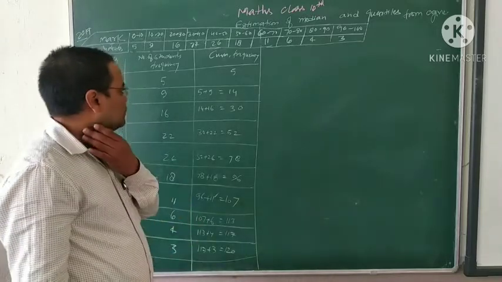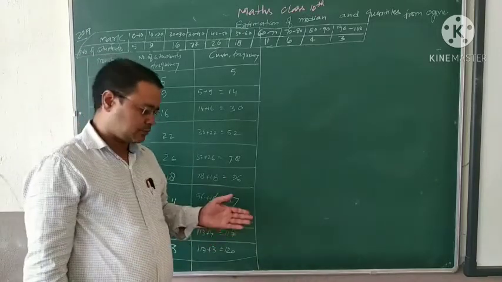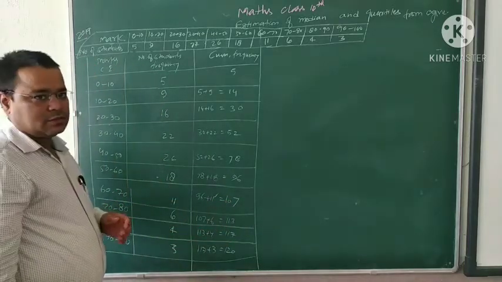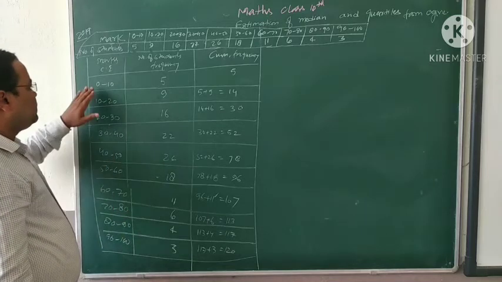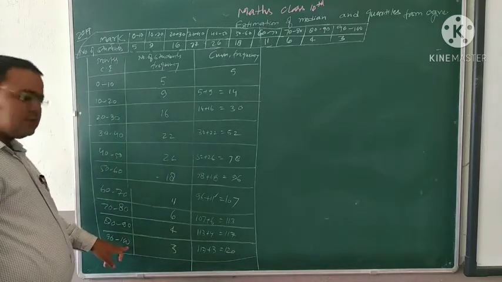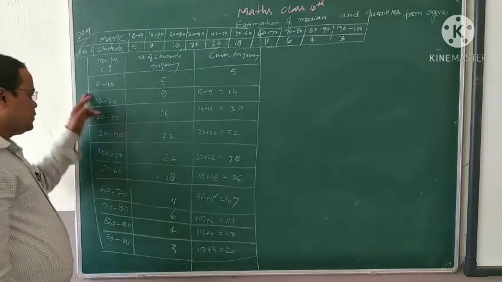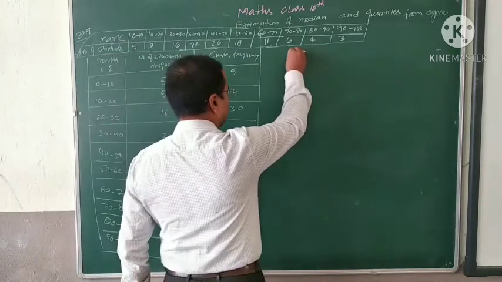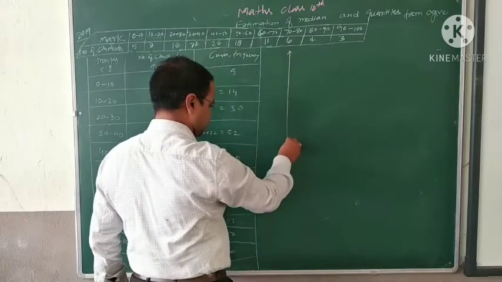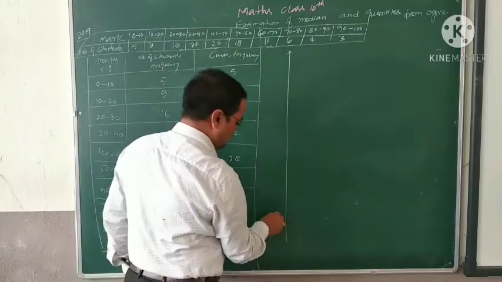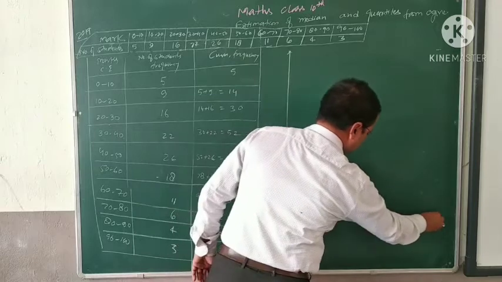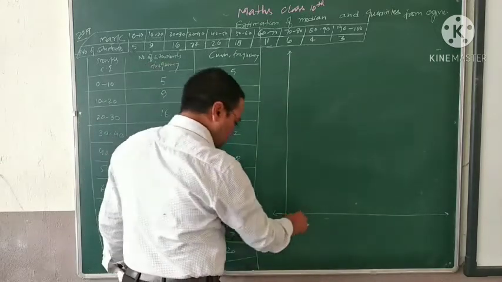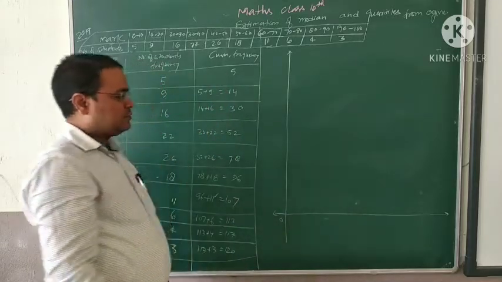Now what do we do? For plotting the ogive, we take the graph. The graph should start from the lower limit of the first class interval to the upper limit of the last class interval, meaning 0 to 100. Here we take the graph. This is the y-axis, and here the x-axis and origin.